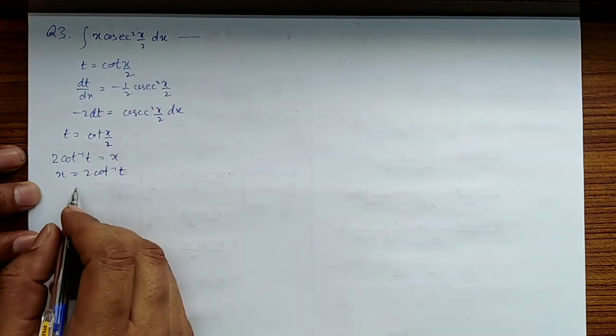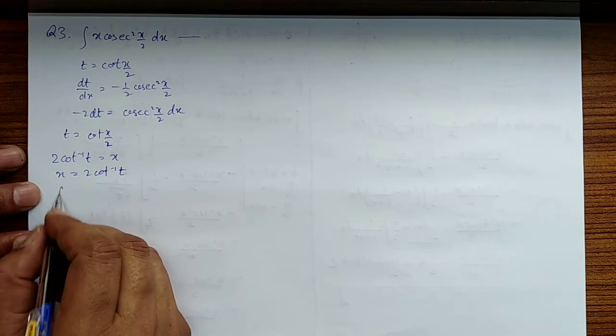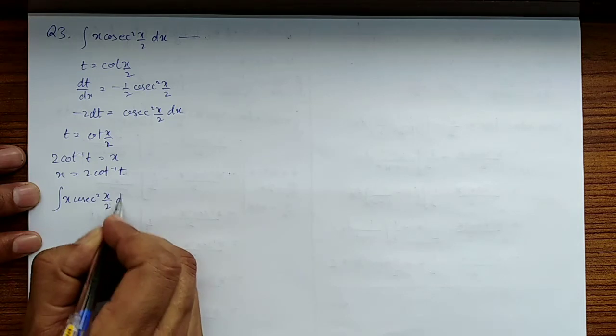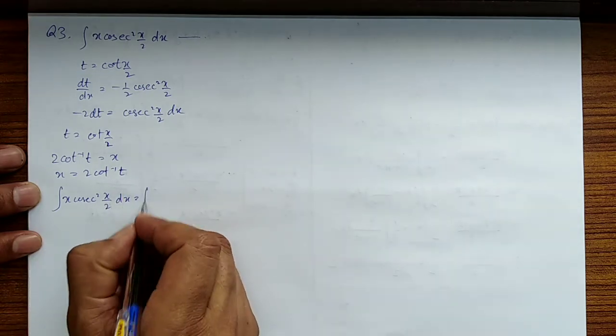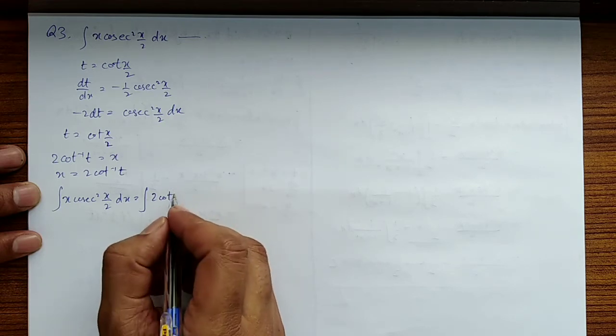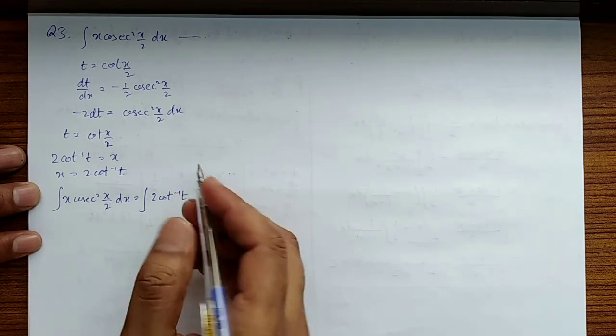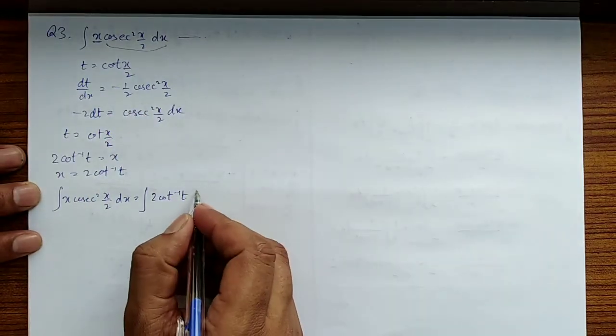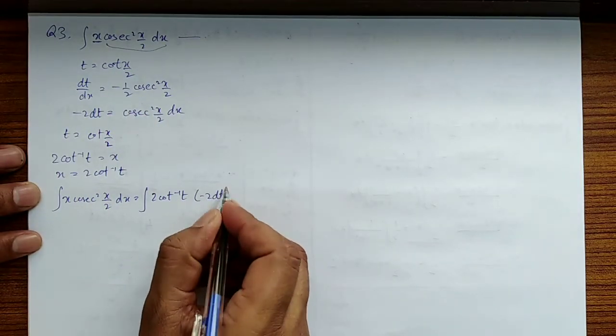So what we have is that integral of x cosec square x upon 2 dx is equal to integral of 2 cot inverse of t. We have substituted the value, and for this whole part we can put minus 2 dt.